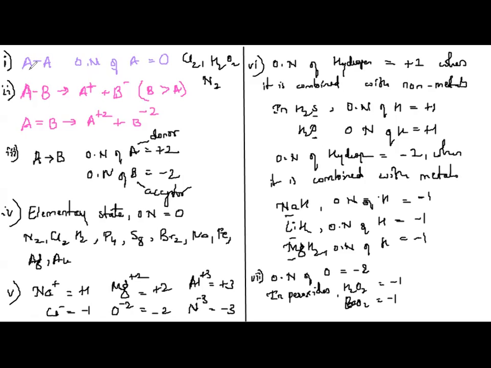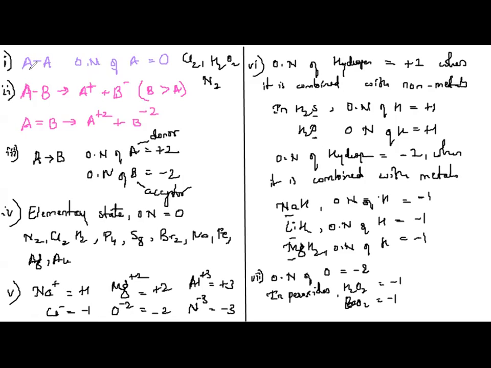state is 0. Suppose I write N2 + H2. The oxidation state of N2 is 0, and the oxidation state of H2 is also 0. We call it the elementary state. Here are the examples: Na + H2. The Na oxidation state is 0, and the H2 oxidation state is 0.